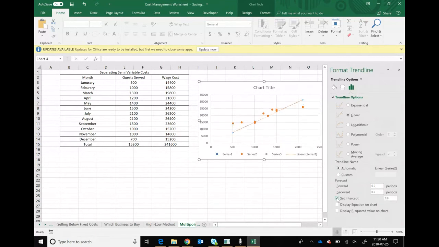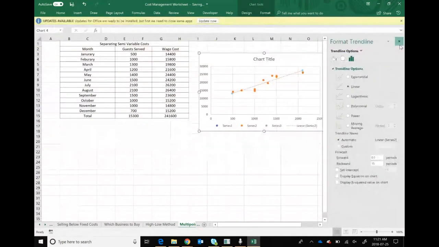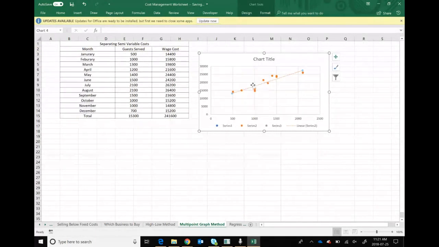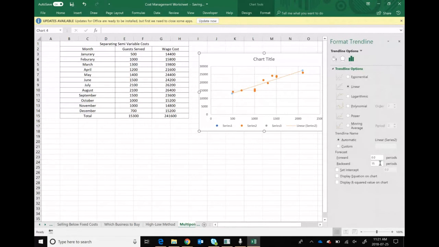Oh, wait, what did that do? I don't know why it's doing that. Anywho, go to backwards. Let's hit 3 to see what that does. Okay, that obviously did nothing. Am I missing something here? Ooh. Go to Format Trend Line. Go to back. What is it?